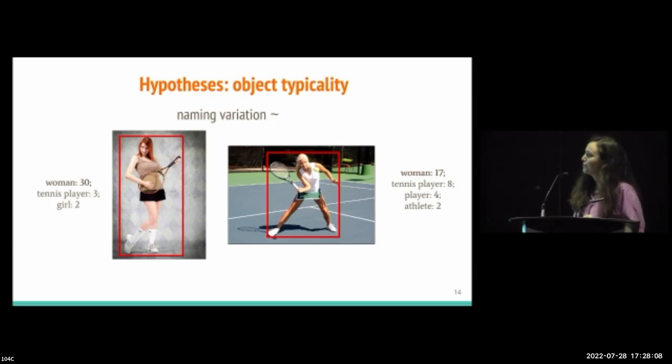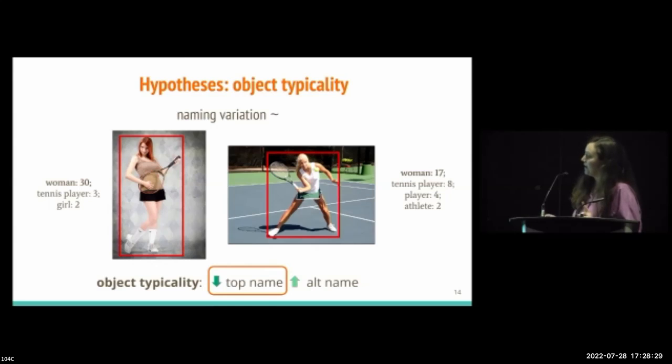But in our case, what we're interested in here is object typicality. And we hypothesize that we will find higher naming variation when the object is less typical for the top name and more typical for the alternative name. Like this case here, there is much typicality for the tennis player, and we have higher variation. This is something that is already known. From the literature, what we know is that when an object is less typical for the top name, higher naming variation is found. This is the previous work result.